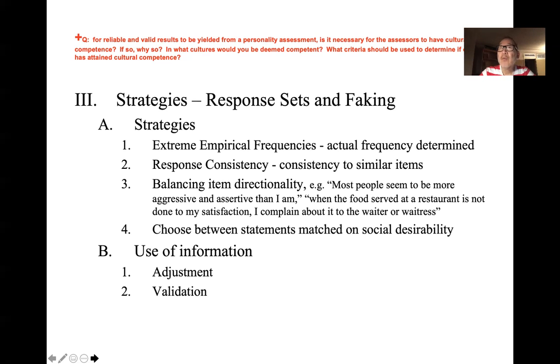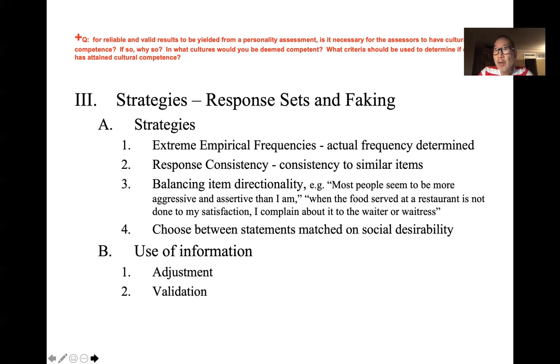Balancing item directionality refers to test construction. A good test will have items that are measuring a construct in one direction and then measuring it in another direction. So what's an example? Let's just say you're measuring assertiveness. You might ask a true/false question, and the item might be, "Most people seem to be more aggressive and assertive than I am." If the examinee endorses true, that's in the direction of being unassertive. So they would write true.